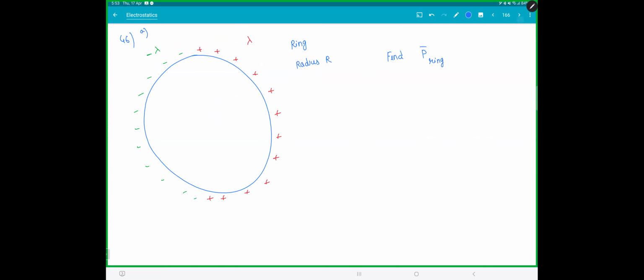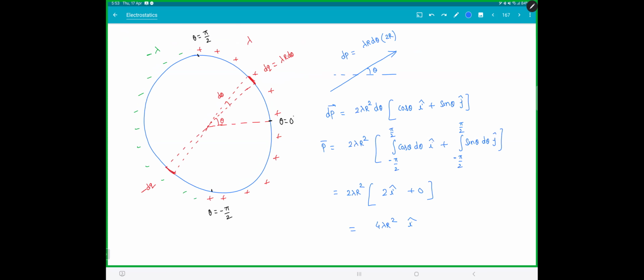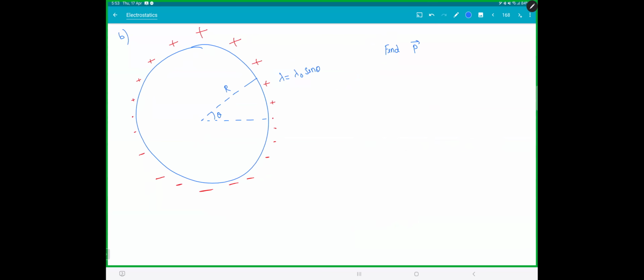You have seen this thing once already. Whatever I do, the same thing you have to do. Just in place of lambda, lambda naught sin theta will come. That is the only difference. Try. I'll give you a minute or two.